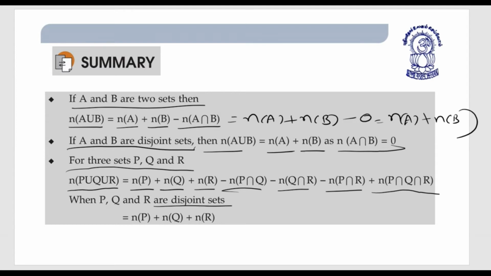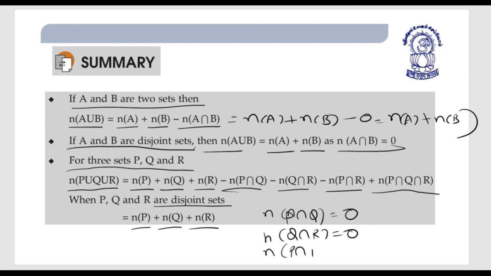When P, Q and R are disjoint sets, n of P intersect Q is equal to 0, n of Q intersect R is equal to 0, n of P intersect R is equal to 0, and n of P intersect Q intersect R is equal to 0. So finally we will get n of P plus n of Q plus n of R.